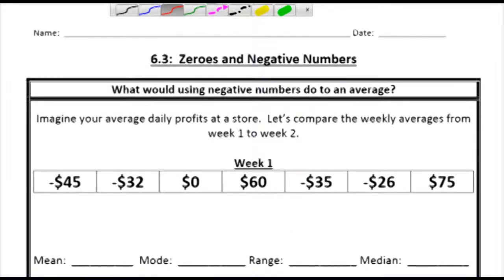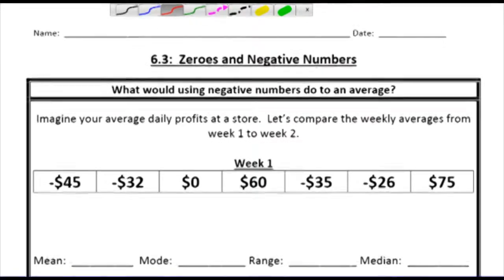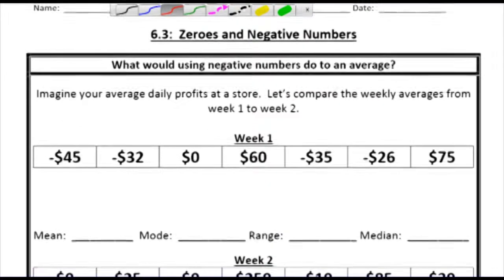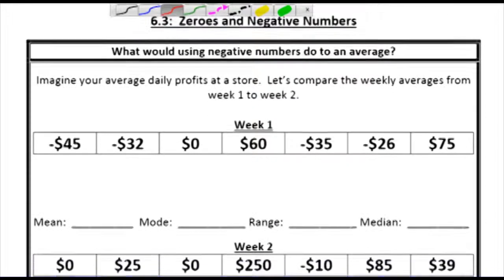Now that we've covered mean, mode, median, and range, we're going to go back, and in 6.3 we're going to look at some special cases with zeros and negatives. You kind of hinted at negatives a little bit. We may have seen a zero here or there. We're going to look at special cases. Just some reminders, some tips, some tricks.